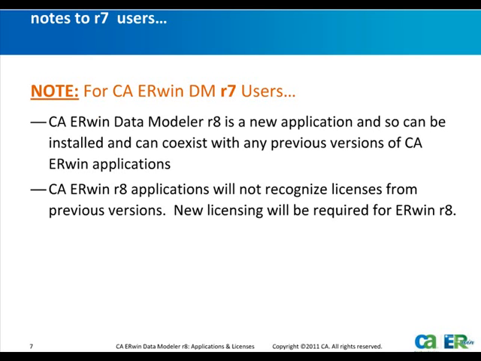Note for those who currently have installations of CA Erwin R7: first, CA Erwin Data Modeler R8 is a new application and can be installed and can coexist with any previous versions of CA Erwin applications. You don't have to remove your R7 applications. You can install and use Erwin R8, then go back to Erwin R7 at any time without conflict. Secondly, R8 is a new product that employs a new licensing strategy, so it will not recognize licenses from R7. If you have a license for R7, you will still have to obtain a new R8 license in order to use your R8 applications.